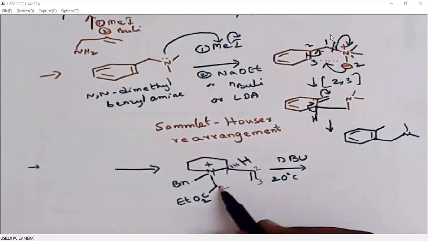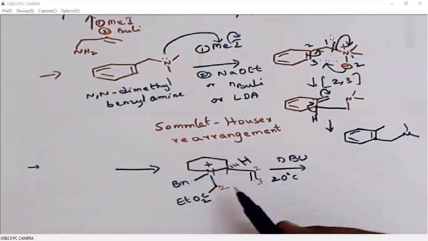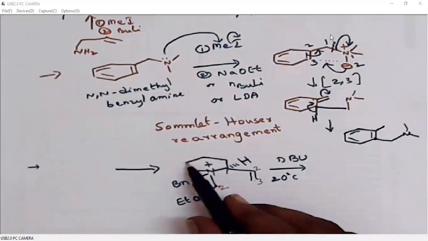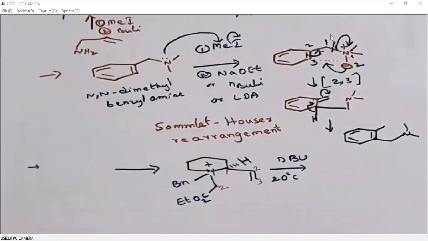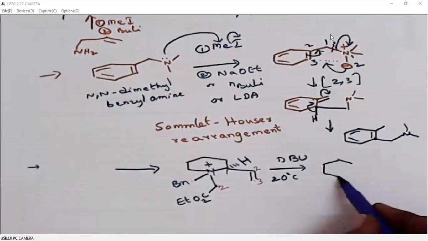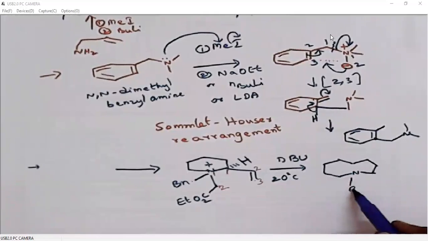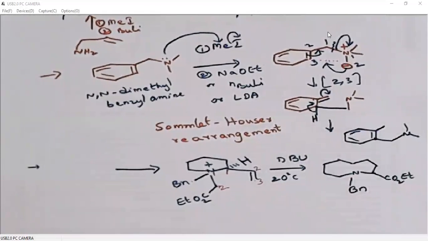So there will be a bond formation between these two systems and a bond breaking between these two systems. So obviously the ring size will increase. 1, 2, 3, 4, 5, 6, 7, 8, 9. So what we are getting is altogether a 9-membered ring product. 6 are already there. We need to introduce 3 more. So N, we have the benzyl group, CO2Et, and we have a double bond here.